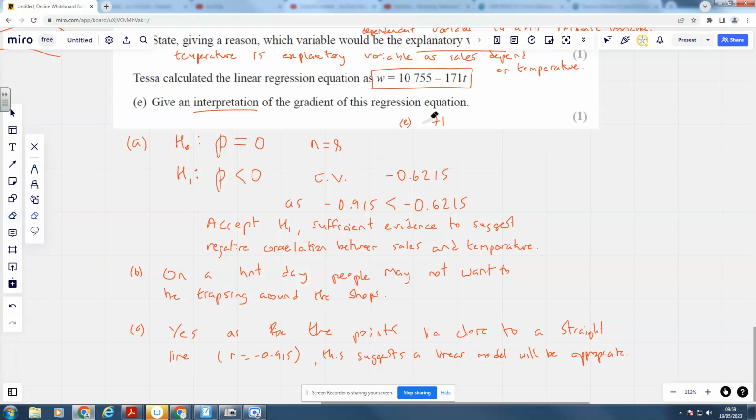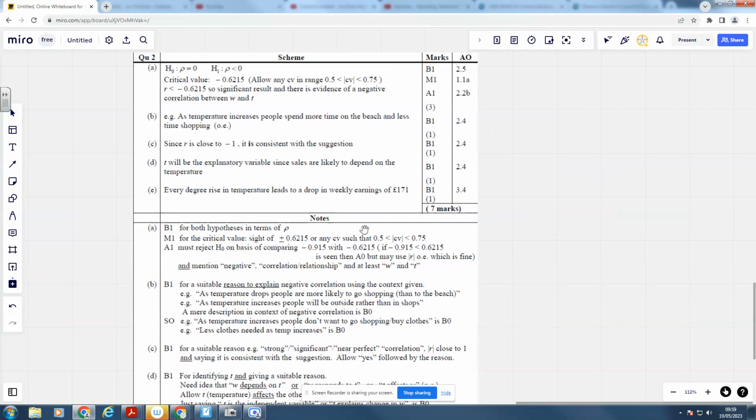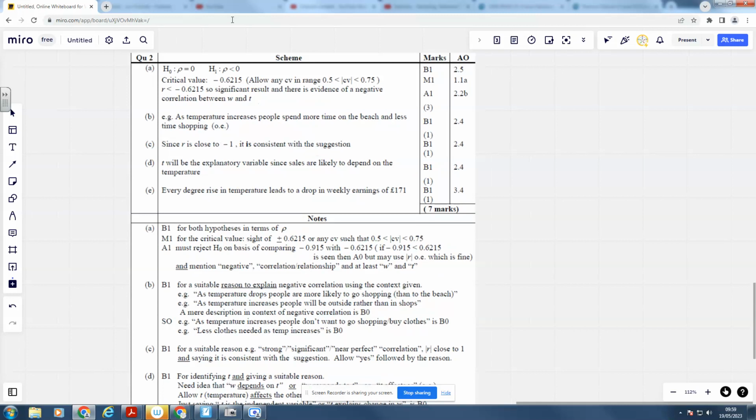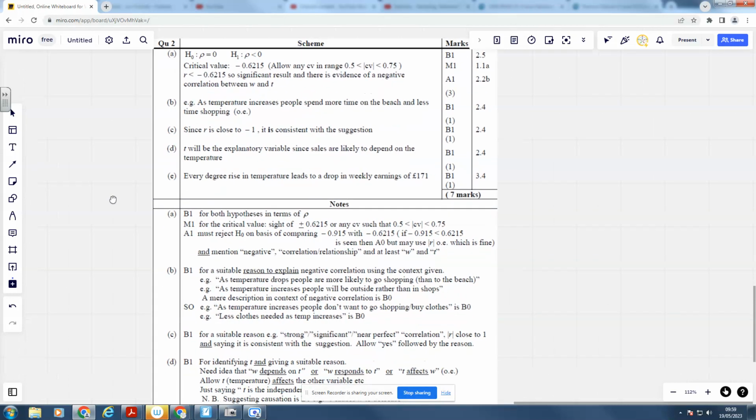Let's put it like this actually. For every time T changes by 1, in other words, every time the temperature drops by 1 degree Celsius, it corresponds to a sales drop of £171 that week. That's what the model is telling us. For every time the temperature increases by 1 degree Celsius, sales drop by £171. And that is it. Now, I strongly suggest you do the same thing with these wordy questions in mechanics and stats: always have a go at the wordy thing first, and then see if they'll accept your answer.